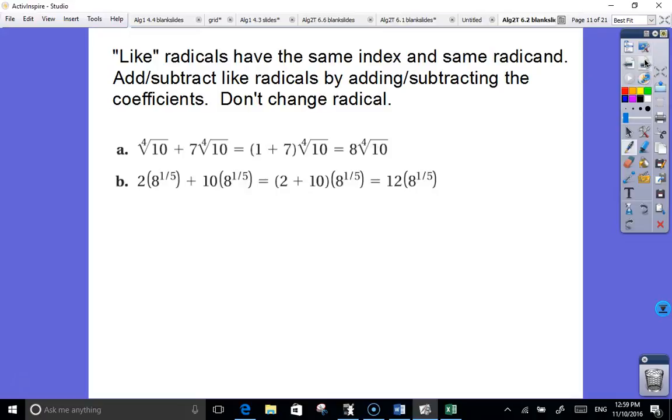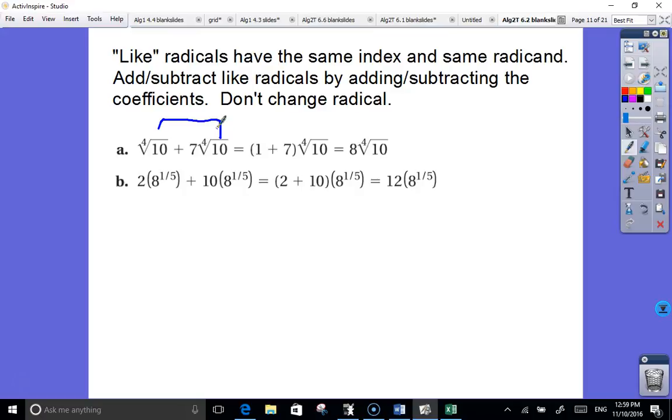Okay, adding and subtracting radicals. You can only add or subtract radicals if they are what we call like radicals, which is kind of a familiar word, like terms, like radicals. Like radicals have the same index and the same radicand. So if you look at letter A, the fourth root of 10 plus 7 times the fourth root of 10, both of those are the same. They're like radicals because they're both fourth roots and they both have 10 inside.